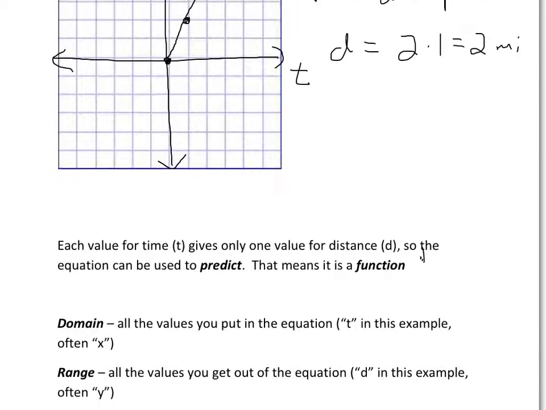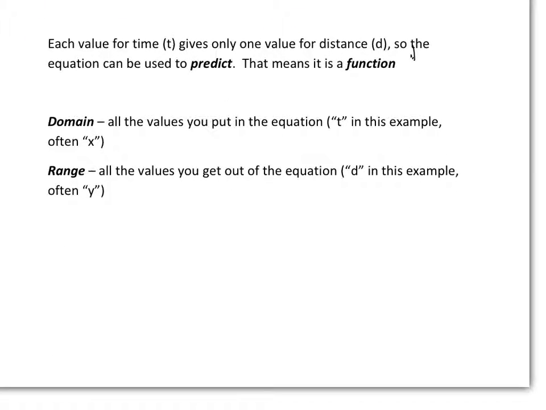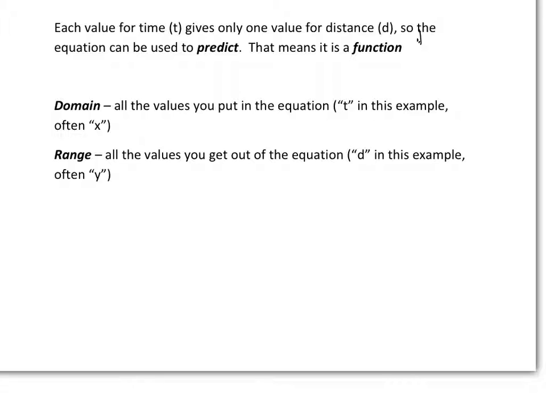Let's talk about a little more vocabulary here. The domain is all of the values you put into the equation. So for this example, time is what I was putting in. And the range is all of the values you get out of the equation. In this example, it was distance, but very often it's y.